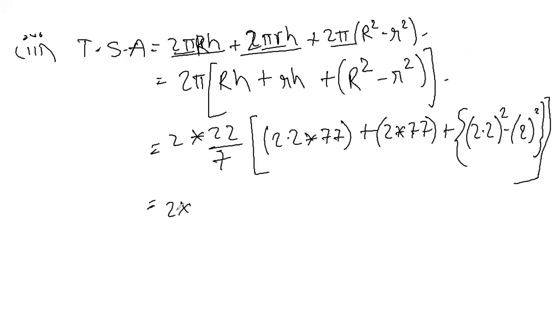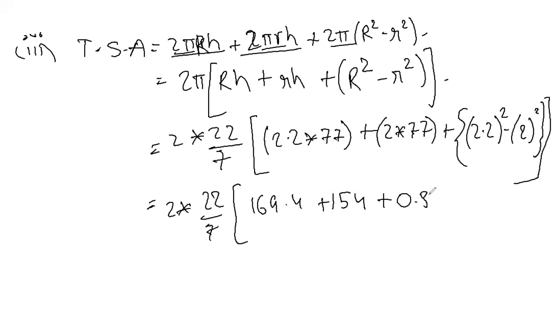So 2 into 22 by 7 gives us 169.4 plus 154 plus 0.84. Now, a note to the viewers, I've said this again and again. I have used a calculator to calculate these values, and I advise you to do the same. If you are a child prodigy, you could calculate this in your mind, but if you're not, which I hope so, do it with a calculator.